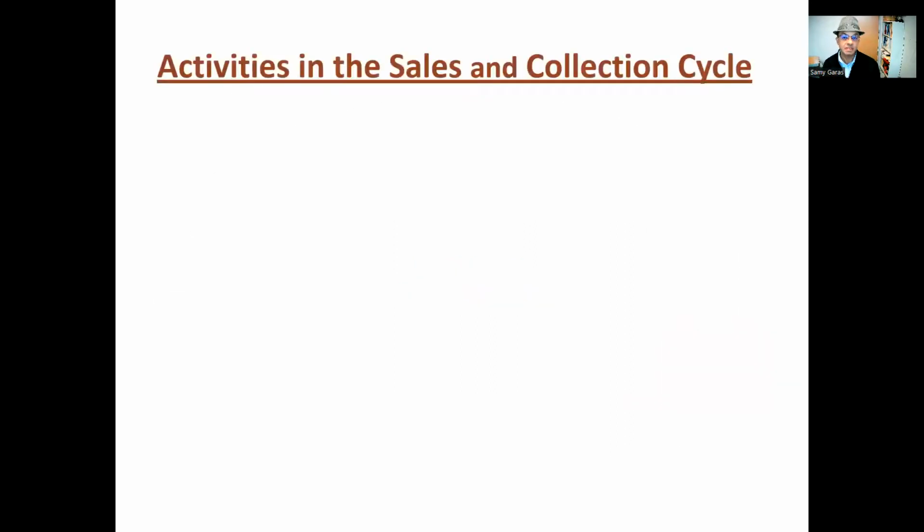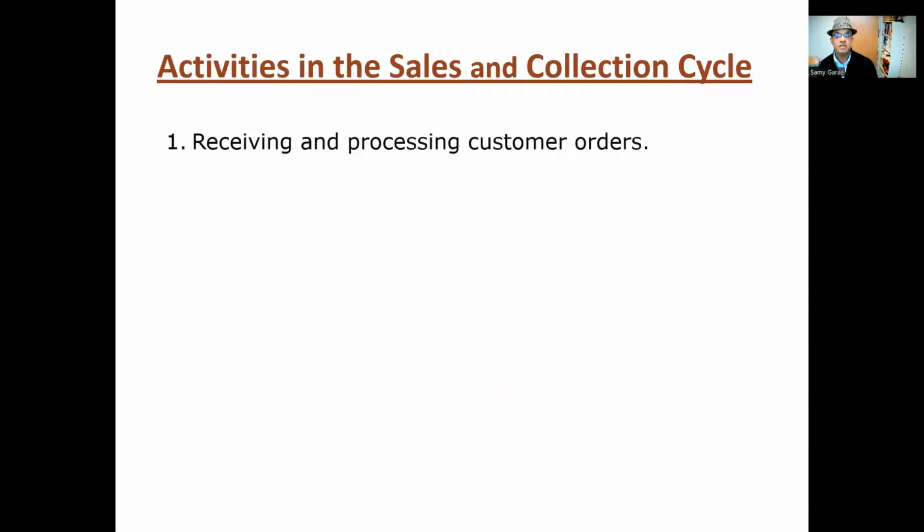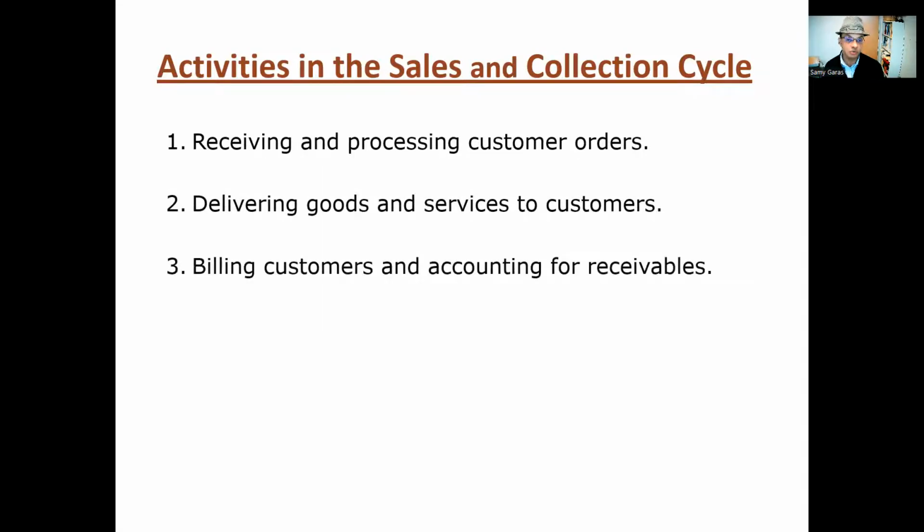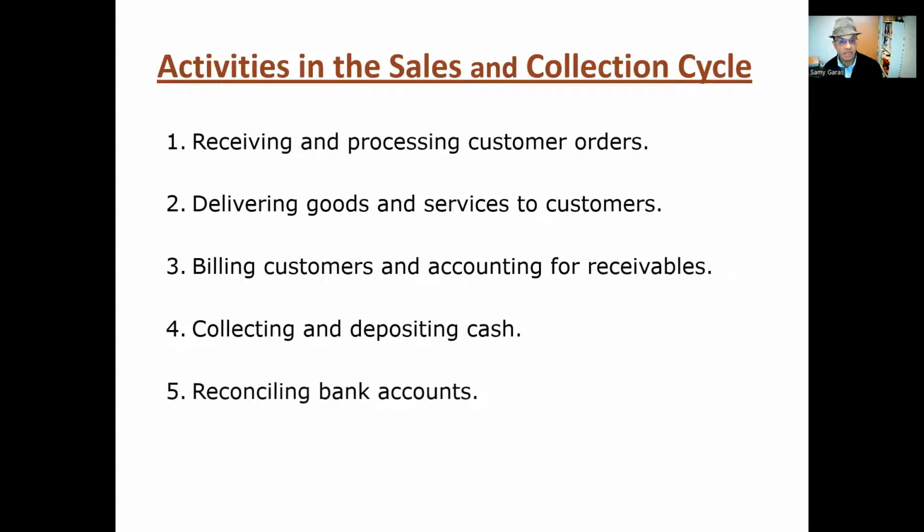What are the activities that might be involved in the sales or revenue cycle? First, we receive the customer order. Then we deliver the goods, issue the invoice to the customer, collect our cash, and check that the cash has been deposited at the bank.